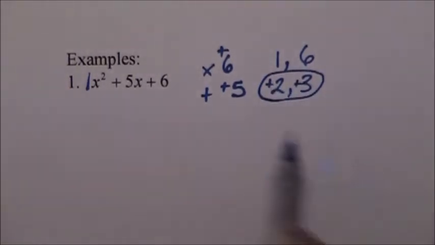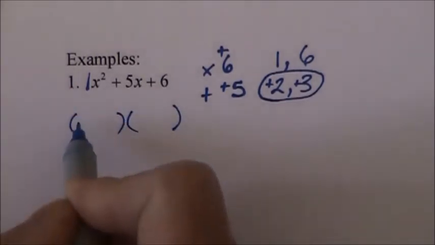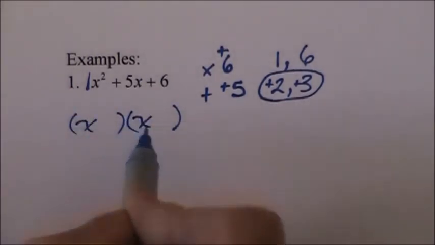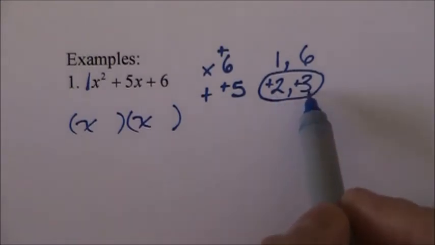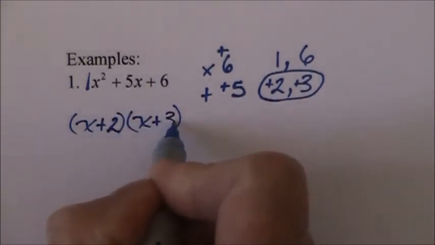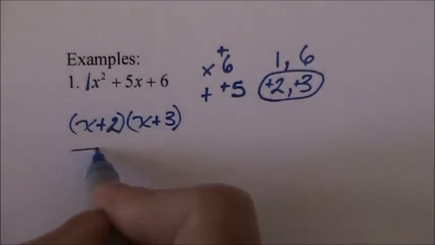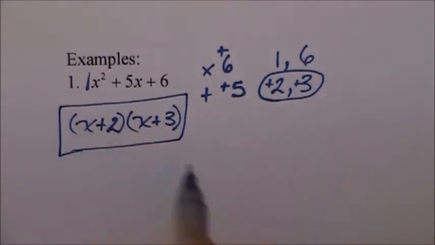Once we figured out those two numbers, we're going to write two sets of brackets. We'll put x at the front of each of the two sets of brackets, and then we will put one of each of these numbers with their sign after. And it doesn't matter which order you put them in. So I went with the 2 first and then the 3. You could have put the 3 first and then the 2. There is our factored form of the equation.